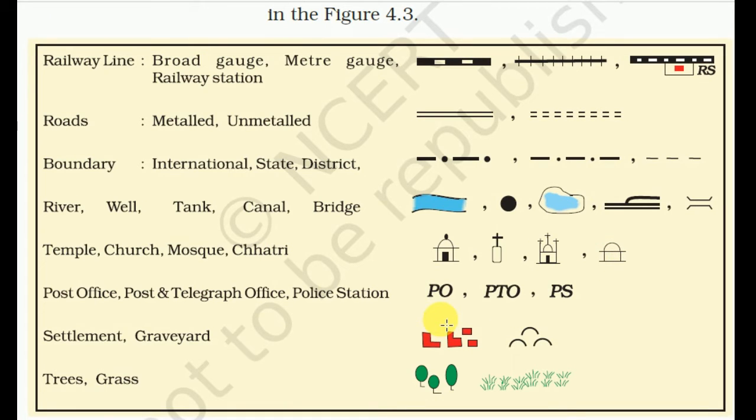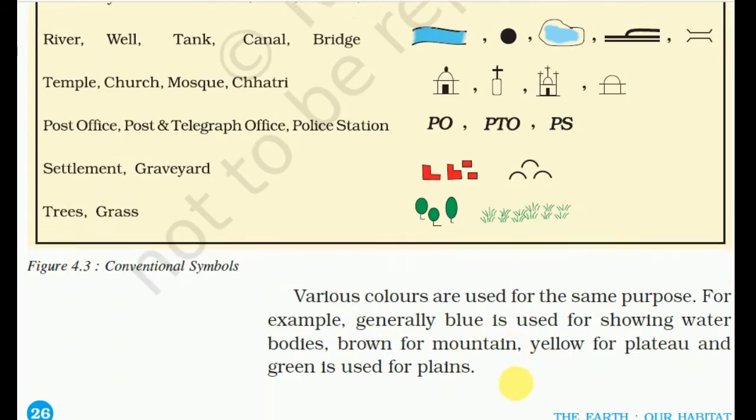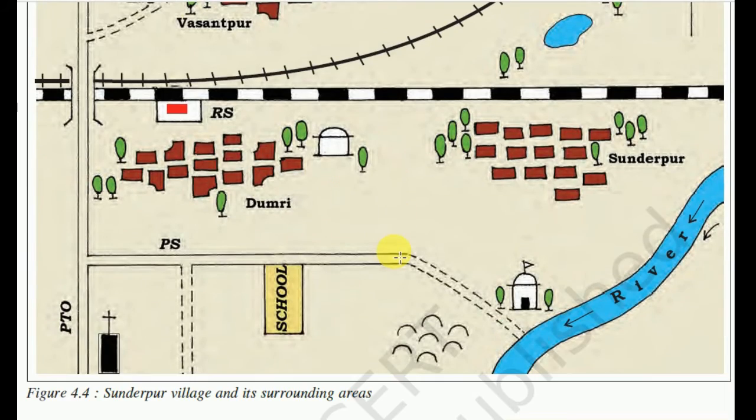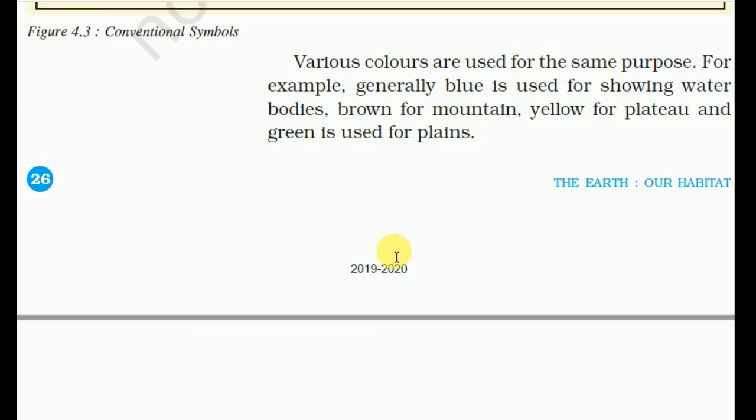These are for post office, telegraph office or police station. Settlement, graveyard, these mean house, settlement. These are for trees and this is for garage. Various colors are used for the same purpose. For example, generally blue is used for water bodies, brown for mountains, yellow for plateau, and green for plains. So yellow we use for plateau.